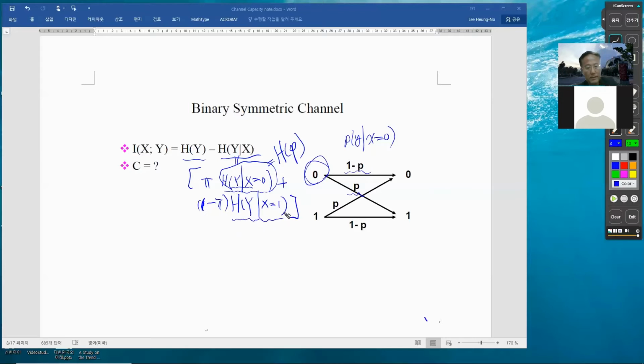Now let's consider this part. Entropy of Y given X is equal to 1. And you realize that P(Y|X = 1) has exactly the same distribution, right? With the probability p, Y is equal to 0. With the probability 1 minus p, Y is equal to 1. Okay, so the distribution is, again, p and 1 minus p. So entropy is a function of distribution only. So this one is H(p) again. Okay, so if we add the two, the whole thing becomes H(p).